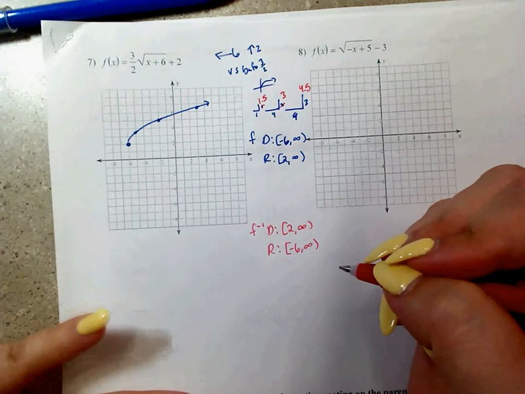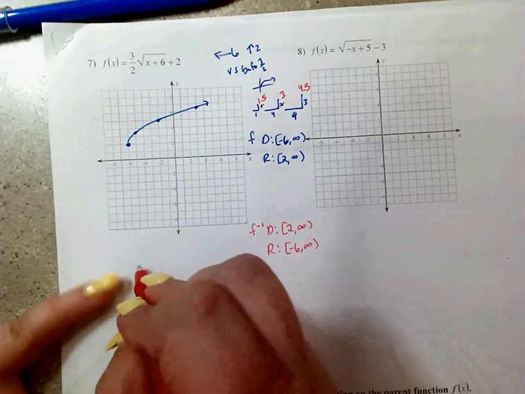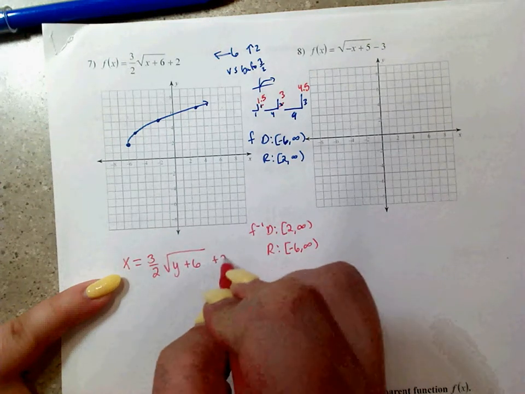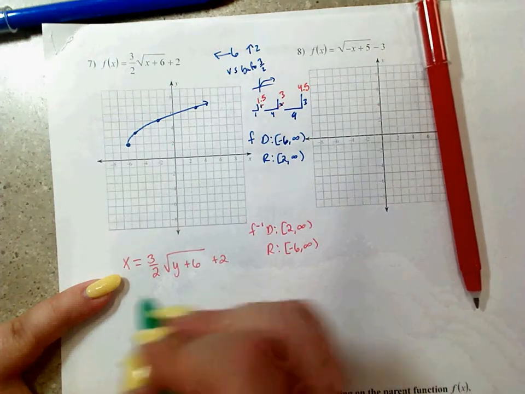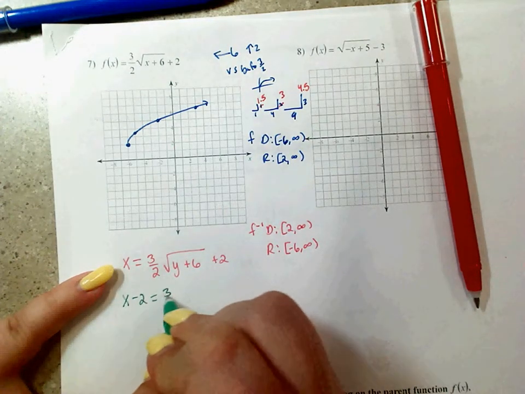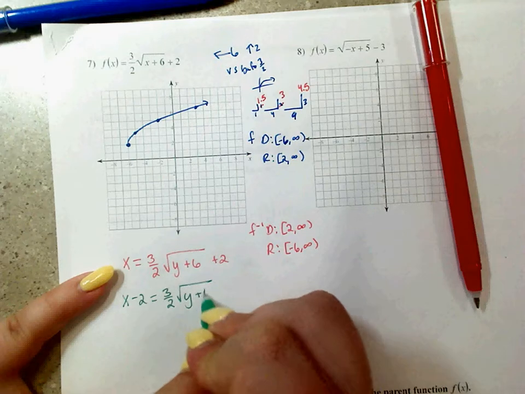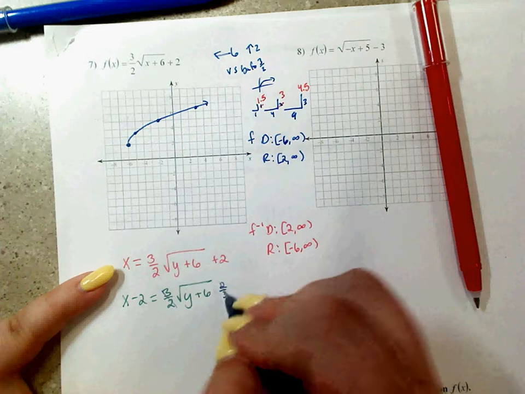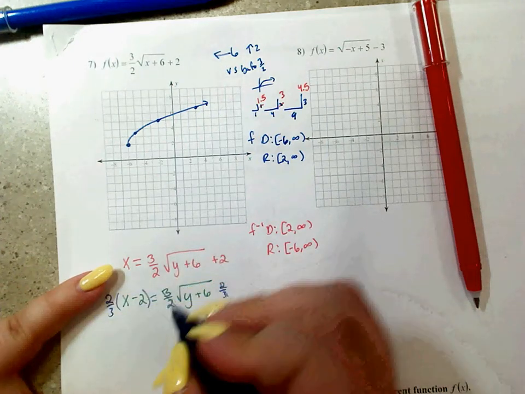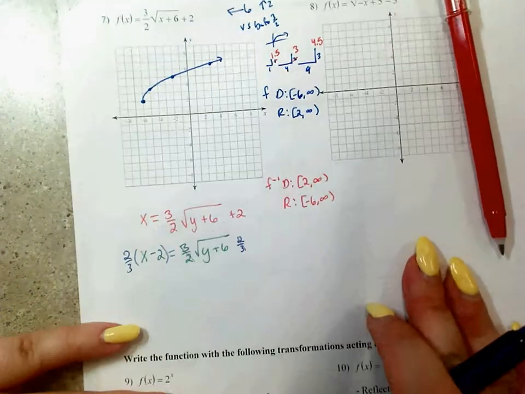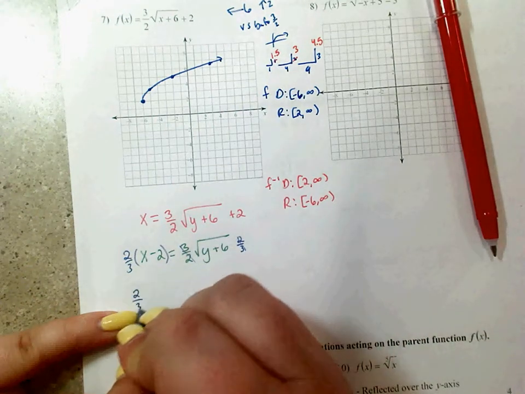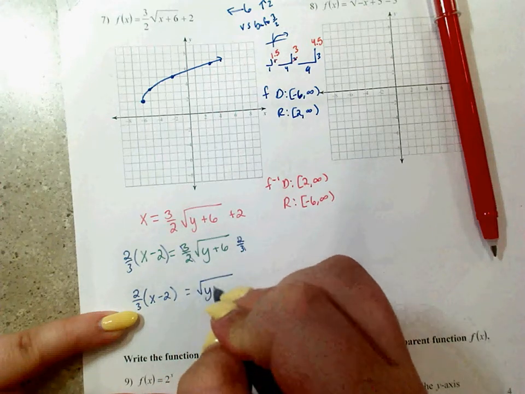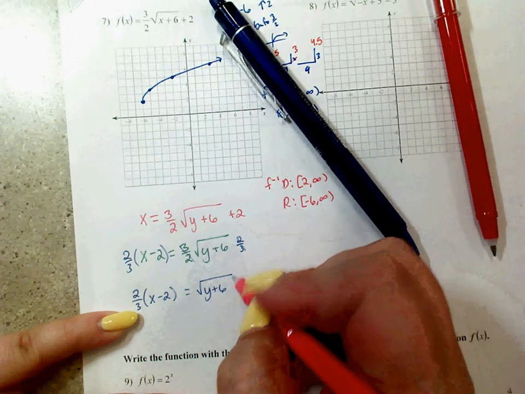So let's go ahead and start finding the inverse. x equals 3/2 the square root of y plus 6, plus 2. As far as solving for y, I'm going to subtract 2. I'm going to multiply both sides by 2/3. Now, you could distribute the 2/3 and say 4/3, but I'm okay with you leaving it like this here to be able to see the transformation. And that equals the square root of y plus 6. We're going to square both sides.